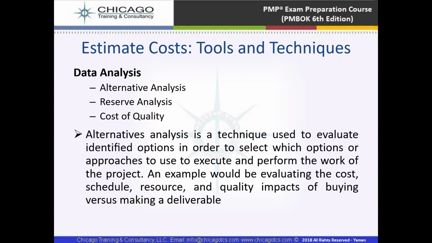And then there is data analysis. Data analysis is a technique to evaluate identified options in order to select which options or approach to use to execute and perform the work of the project. An example would be evaluating the cost, schedule, resource, and quality impacts of buying versus making a deliverable. It means we are going to analyze which technique is best to use to estimate the cost.